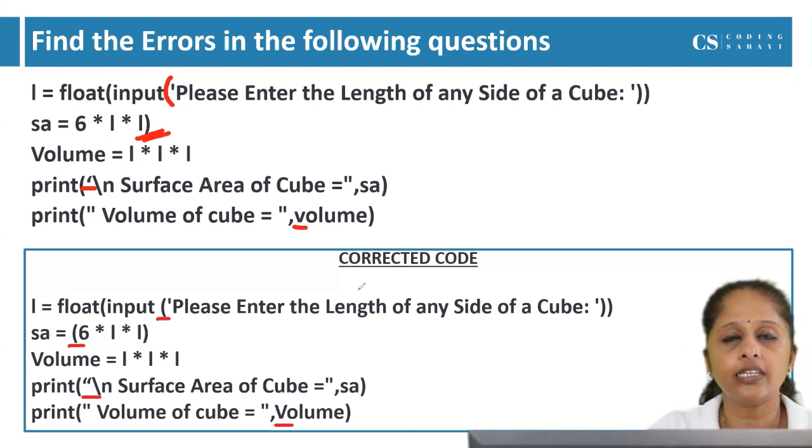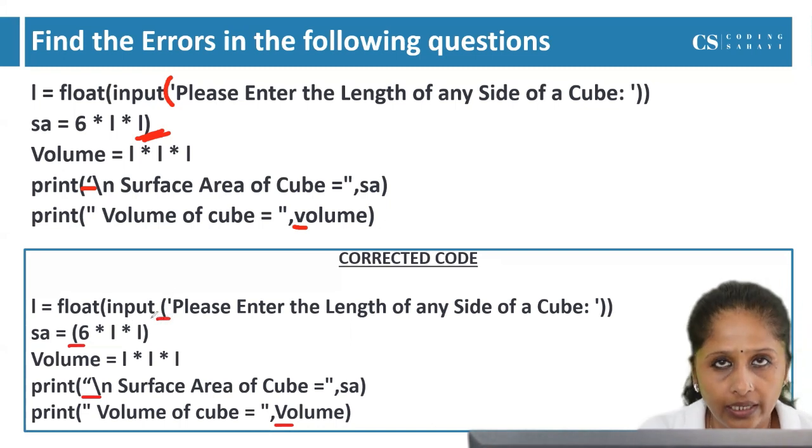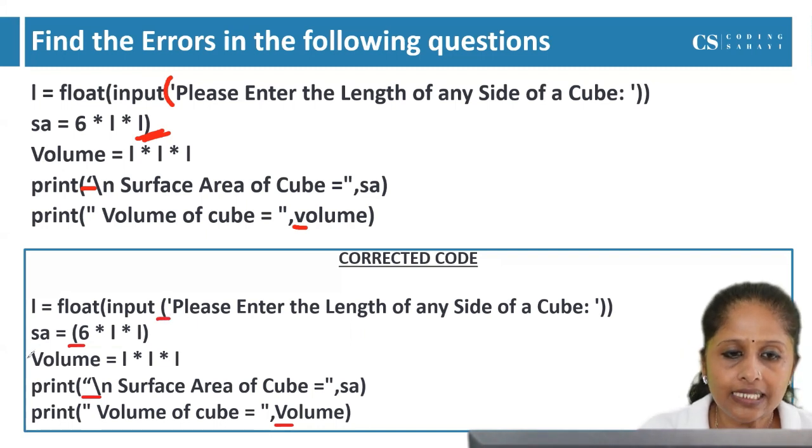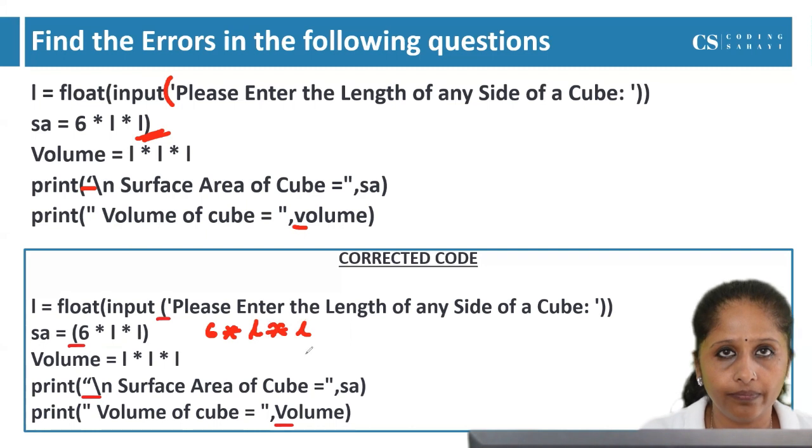So let's see the corrected code. L float input, the opening parenthesis is missing, and put the underline here. Then in the next line, we can do it both ways. Either you remove it, or you can give an opening parenthesis here. So here I have given an opening parenthesis. Both ways are correct. Instead of this one you can write 6 into L into L. That is also possible. Then we have volume equal to L into L into L.